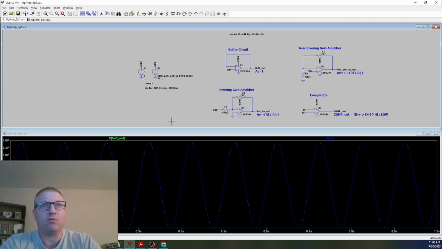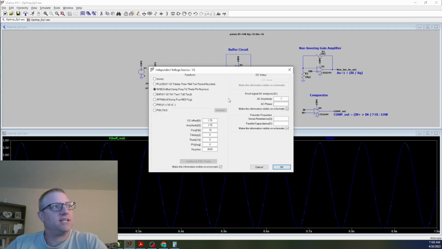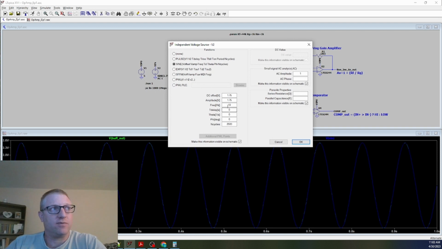So remember, this part was rated for 40 volts per microsecond on the cover page, and then when we looked at the specs, it was like 18 to 35. So let's go take a look and see what happens. Let's just try to go to that 35 volt per microsecond rating, and let's set up a signal for that. So in order to get the 35 volts per microsecond, we have to figure out what our frequency has to be.